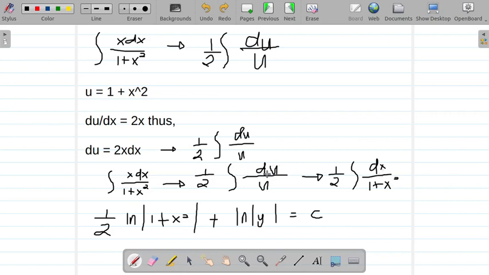So, one-half integral du over u, using the formula for the integral of 1 over x dx, is just equal to ln of x plus c.